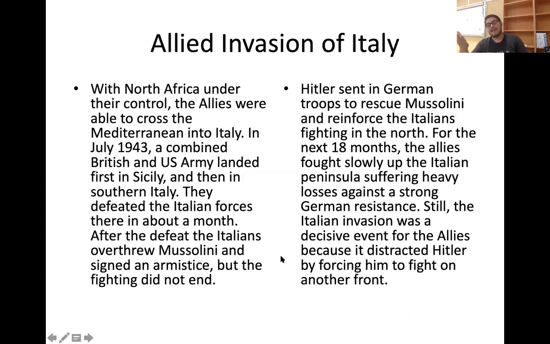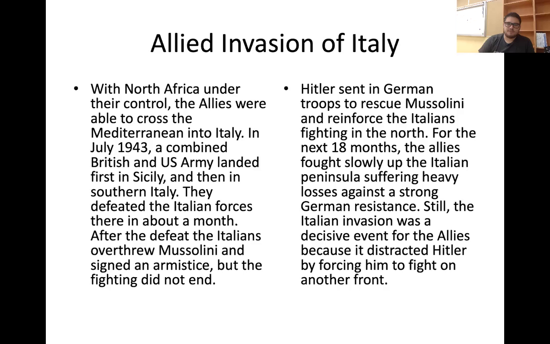Now, the Allied invasion of Italy. With North Africa under their control, the Allies were able to cross the Mediterranean into Italy. In July of 1943, a combined British and U.S. military landed first in Sicily and then in southern Italy. They defeated the Italian forces there in about a month. After the defeat, the Italians overthrew Mussolini and signed an armistice, but the fighting did not end.